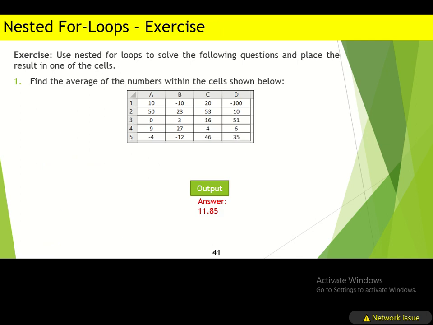Okay. Nested for loops for solving the following questions and place the result in one of the cells. What is this? Find the average of the numbers within the cell shown below. So we want the average, right? We want the average. Okay. Average equals what? Yeah, I can use this. Average equals, tell me. Sum divided by count. Sum divided by count.